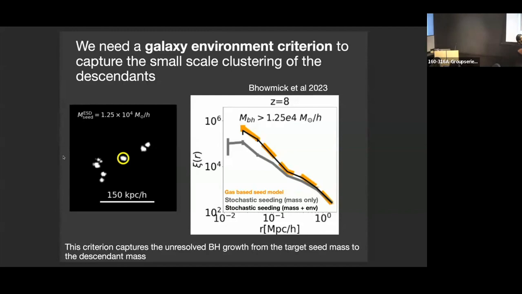And then with this black line, you can see that once we add this criterion, we're able to appropriately model the small scale clustering. And from a physical standpoint, it basically means that we need to do this because at these high redshifts, these seeds are largely growing via mergers with very little contribution from accretion. And as a consequence, there's accelerated assembly of these descendants in these rich environments because they have a much more extensive history of galaxy mergers and subsequent merger-driven black hole growth.